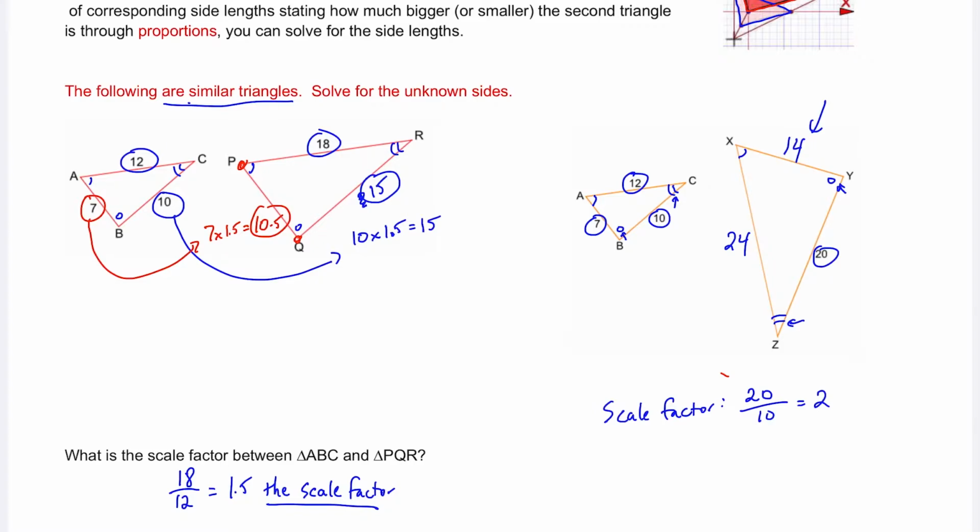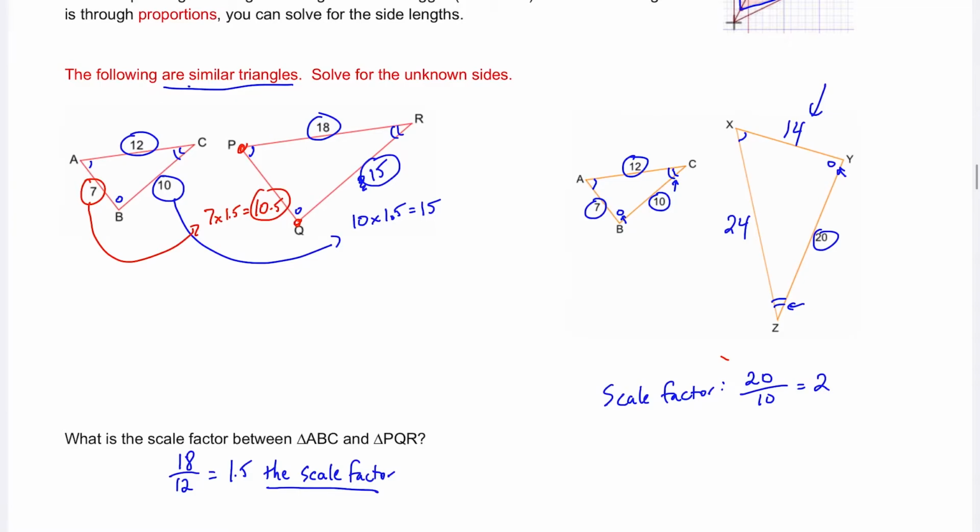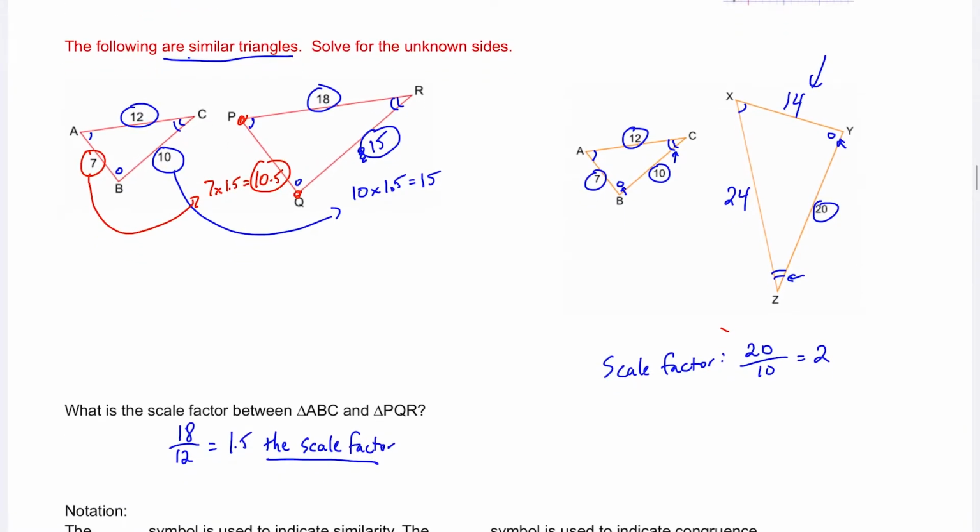For fun, you can find out whether it's a right triangle. Simply check if the Pythagorean theorem works. If 14 squared plus 20 squared equals 24 squared, then it is, in fact, a right triangle. But if it isn't, then it's not a right triangle.